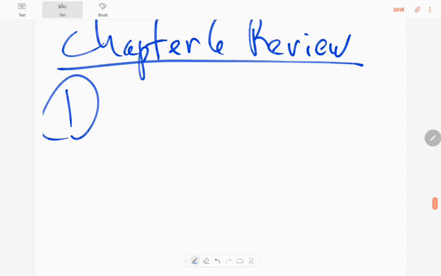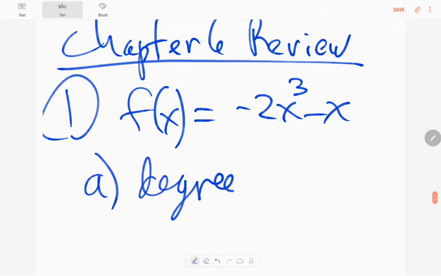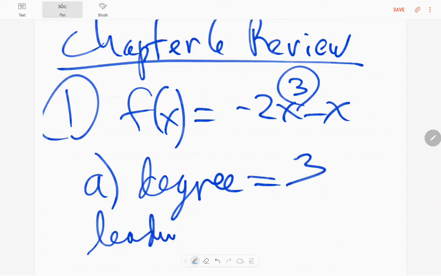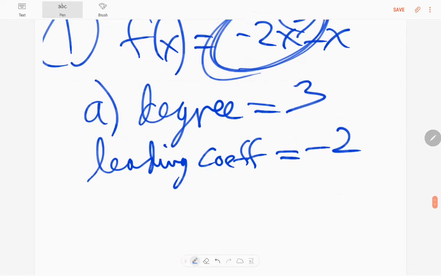Use the equation of the polynomial function to complete the following. So this should be some of the stuff that we've done recently. Part A, state the degree and the leading coefficient. So remember, the degree is the highest power of x. That's just 3. The leading coefficient is the coefficient of the leading term. So that's the leading term. The coefficient in there is -2.